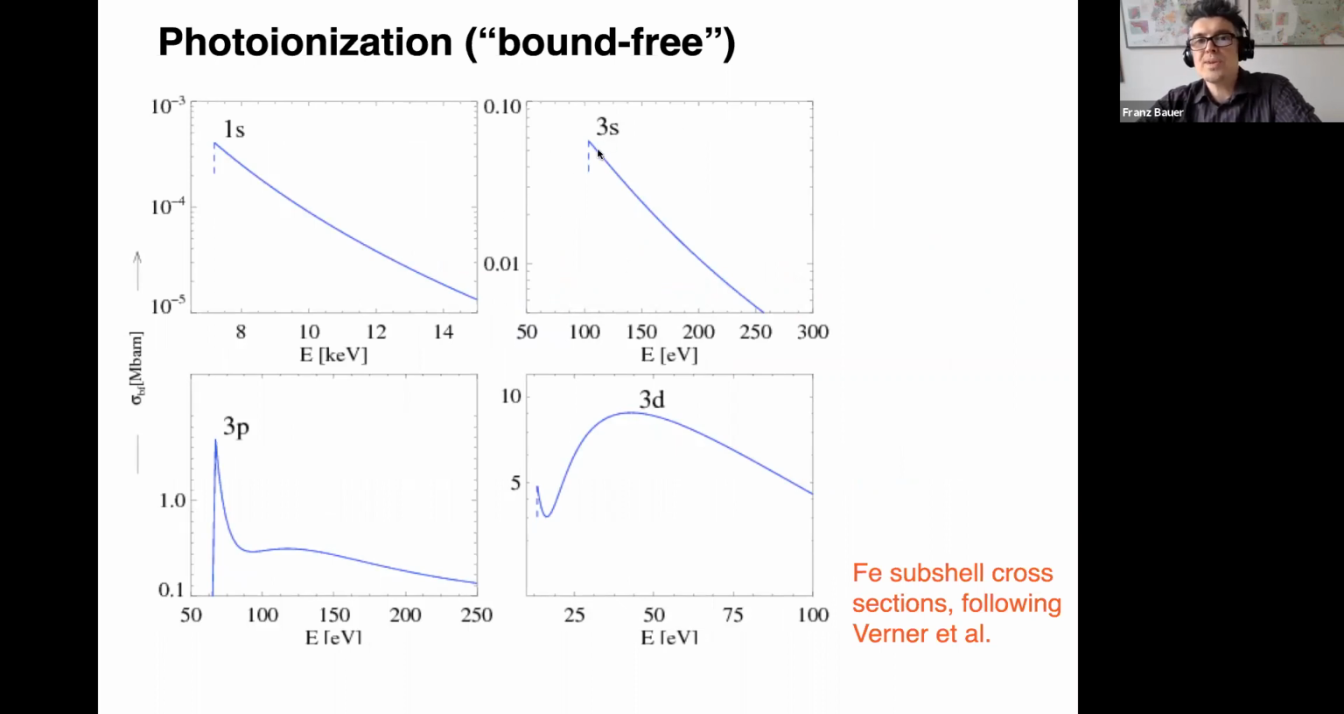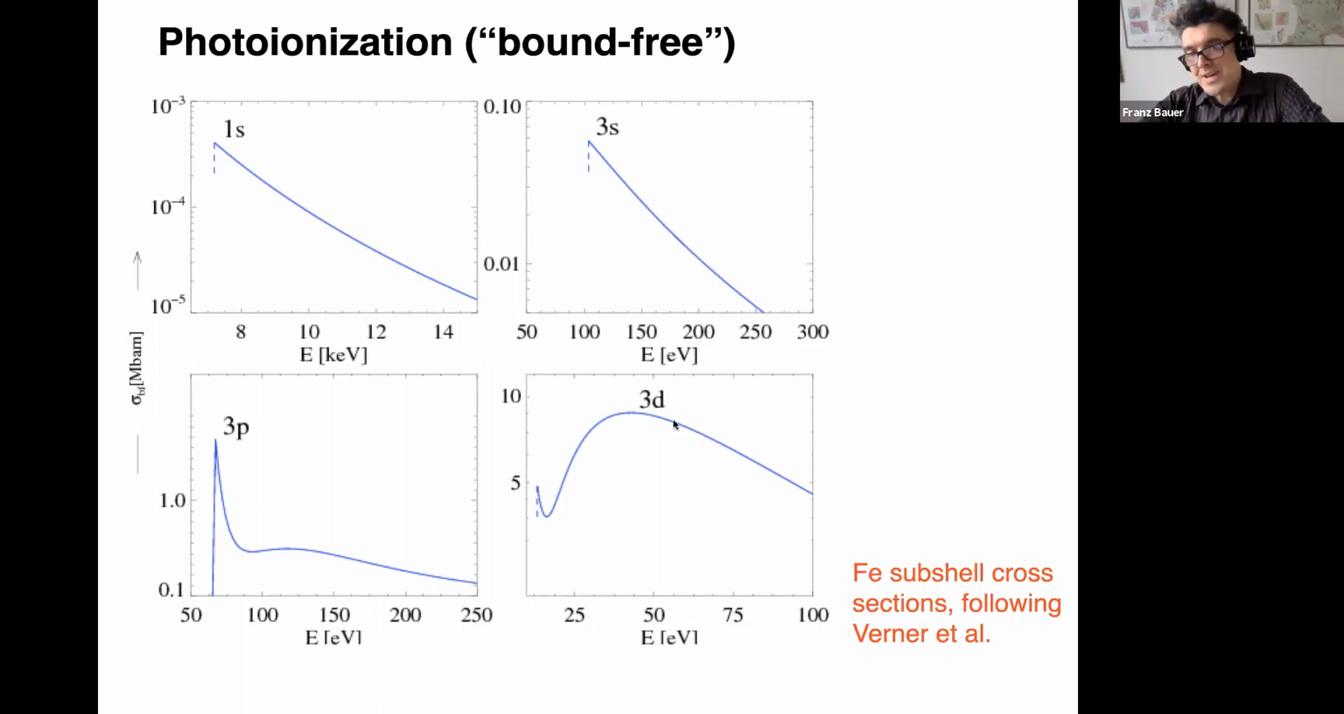Similarly for the 3s state, it's pretty easy to calculate. When you go to the p or the d states, you can see that there is now extra complexity. This is for iron in particular, a subshell of iron. You now have to deal with cross sections which don't necessarily go like this, but have a flatter portion, or maybe actually peak at higher energies rather than at the exact ionization potential.